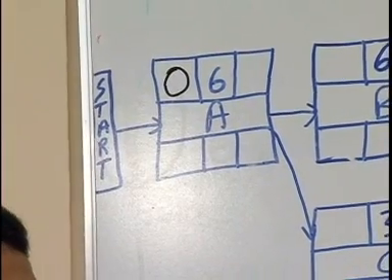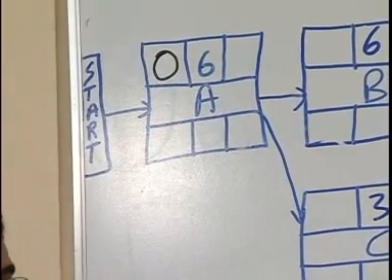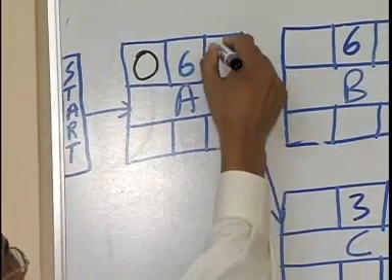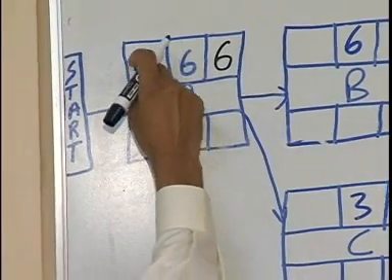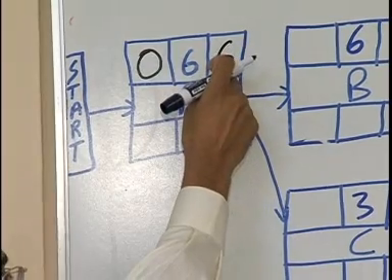Time 0. 0 and 6 is 6. The earliest start plus the expected time will give us our earliest finish time.